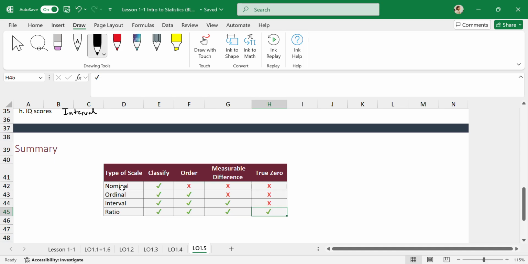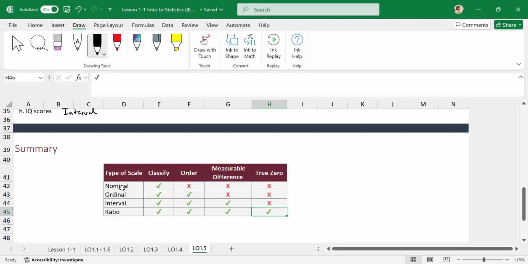So if you actually have a real number, you can do a lot more analysis than if you have a category like male, female, or 1 hotel star, 2 hotel star, 3 hotel star. So being able to classify the level of measurement will help to decide what type of data analysis you can actually do with your data that you have.